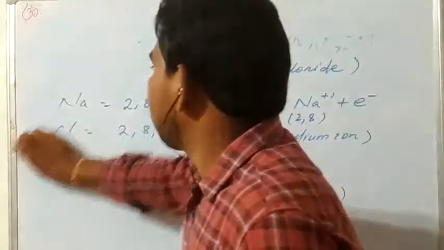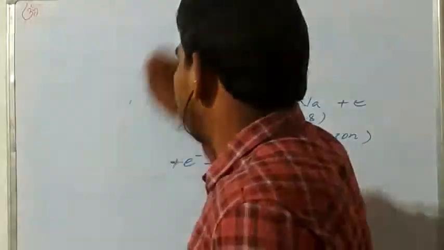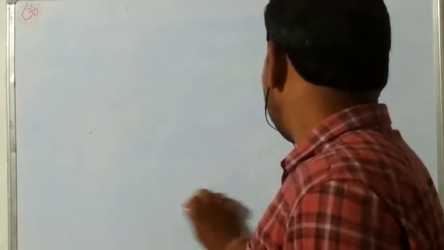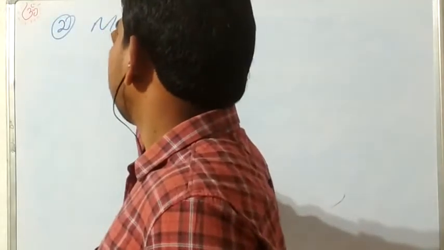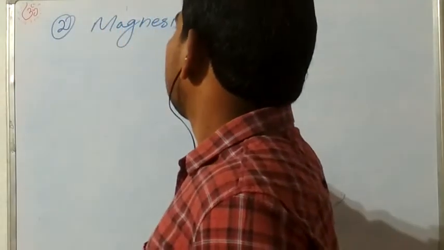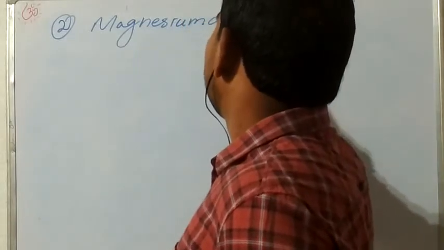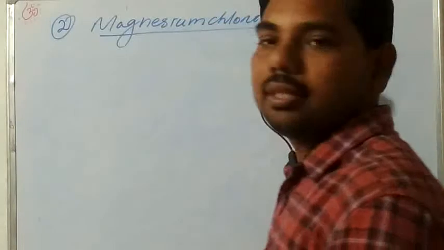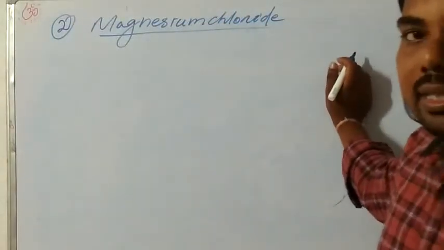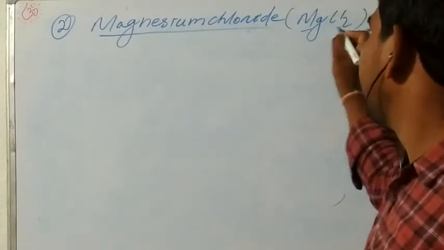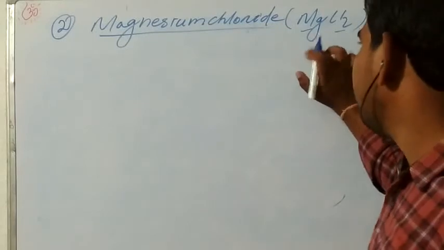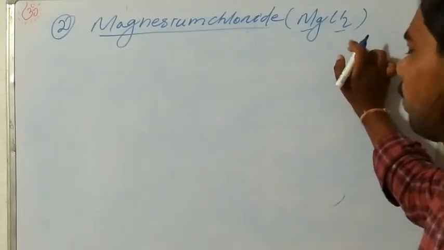So now we discuss another example, that is magnesium chloride. Electron dot structure of magnesium chloride. What is the formula of magnesium chloride? It is MgCl2. Here 1 magnesium atom and 2 chlorine atoms. Here also 1 metal, that is magnesium, and 2 non-metals, that is chlorines.